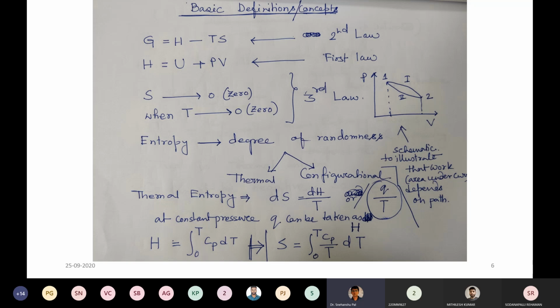Now if you represent S tends to 0 when T tends to 0, with T on the absolute scale, then you can get the essence of the third law of thermodynamics. So in these three forms of concept or representation, you are going to understand the mathematical representations of the three laws of thermodynamics. Now things are very simple. What is entropy? Now we understood that entropy is a very important part. Then what is entropy? It is the degree of randomness.